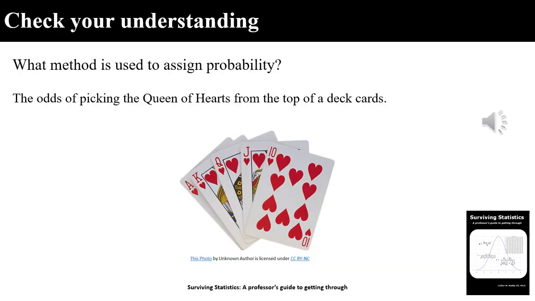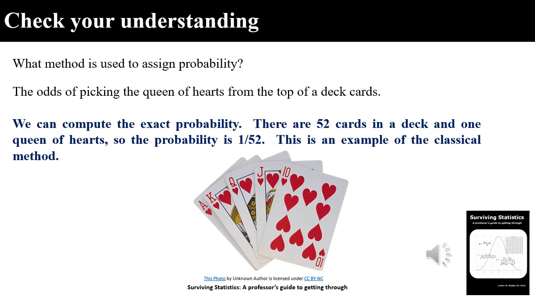All right, let's check your understanding with the different types of assigning probability. So let's assume we have a deck of 52 cards. They're face down on the table. You pull the top card. What are the odds of picking the Queen of Hearts from that top card? If you guessed that we were using the classical method to determine the probability, you're absolutely correct. We know the exact probability. There are 52 cards in a deck and only 1 Queen of Hearts, so the probability of that top card being the Queen of Hearts is 1 in 52.